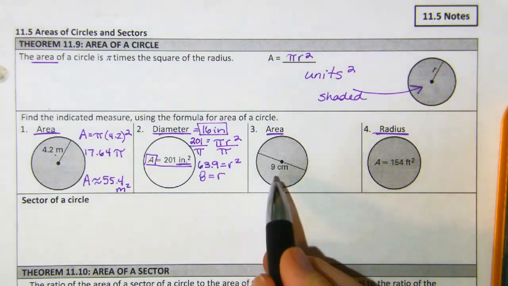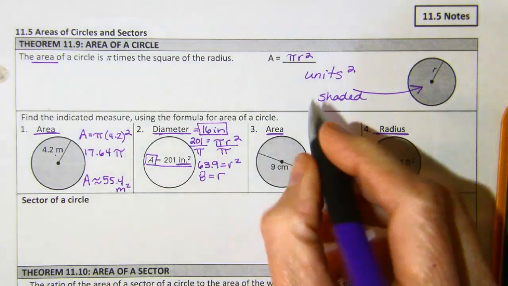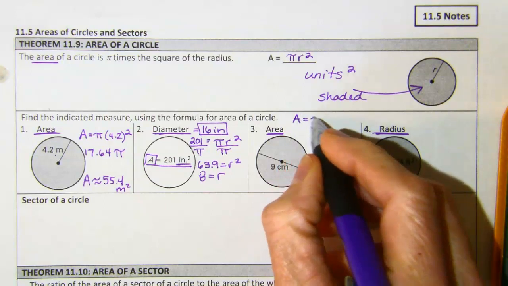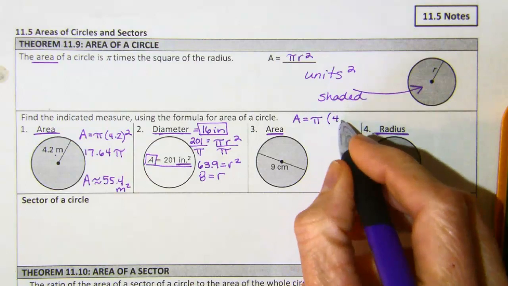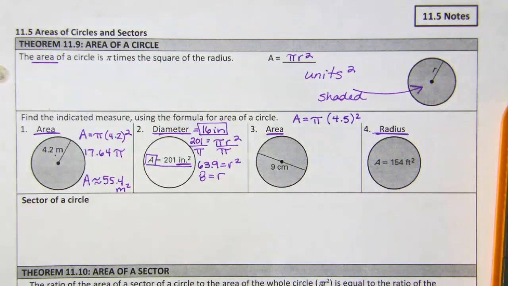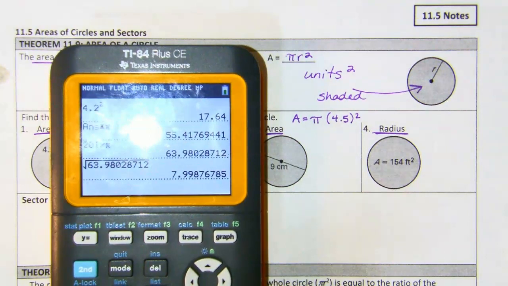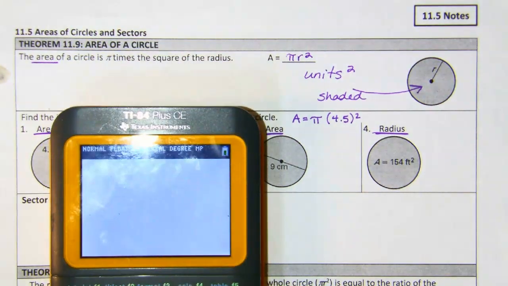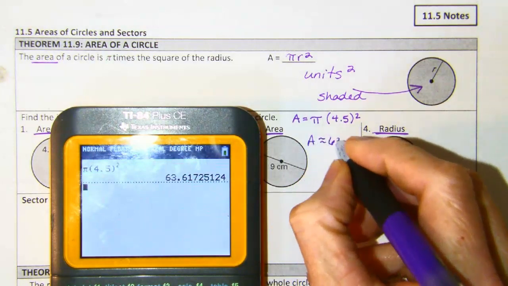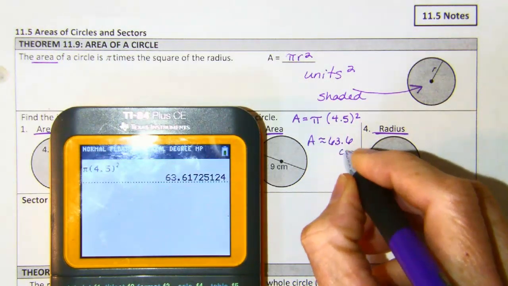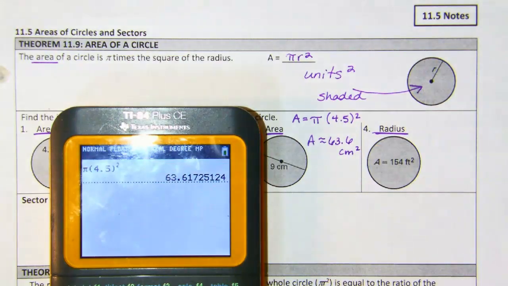Now, this next picture here, notice it went back to shaded. It says area again, but this time they gave us a diameter. So instead of using 9, we are going to say 4.5 squared, and we're going to just use the calculator again. So this one is going to be pi times 4.5 squared. So we're going to get approximately 63.6 centimeters squared.